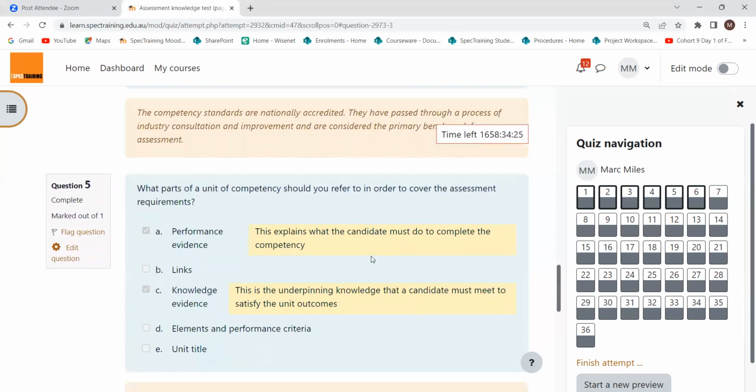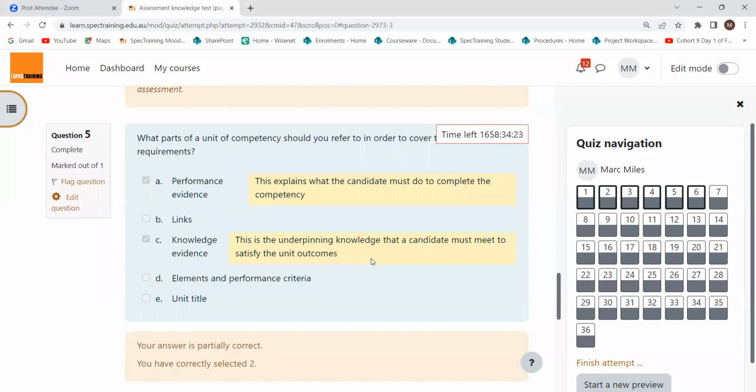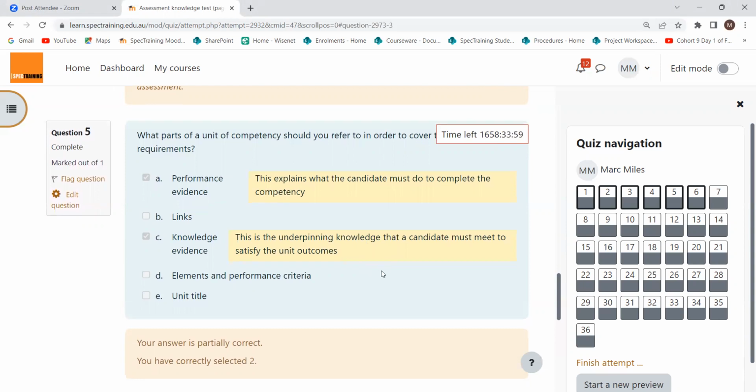All right. So question five here. Which parts of a unit of competency should you refer to in order to cover the assessment requirements? All right. So this one, it's partially correct. So there's one more that you probably need to add in. Hint, hint, nudge, nudge. It possibly could be D, but try that out, see what happens. And question five, a little bit of experimentation there for you.